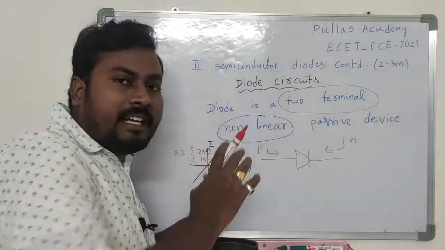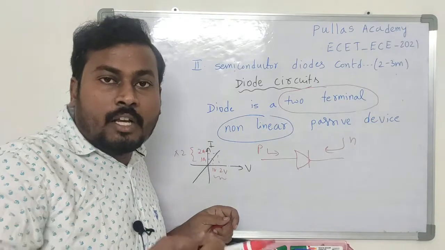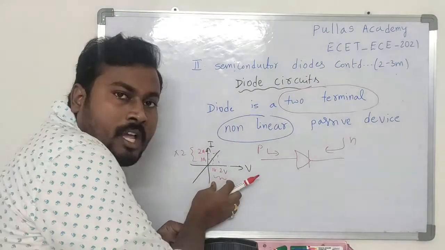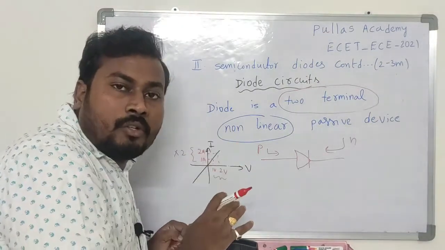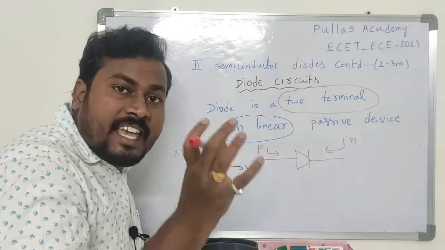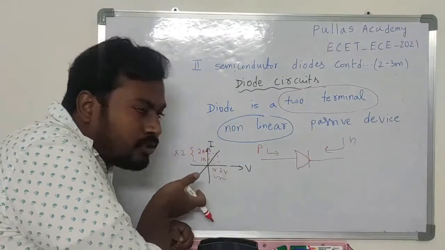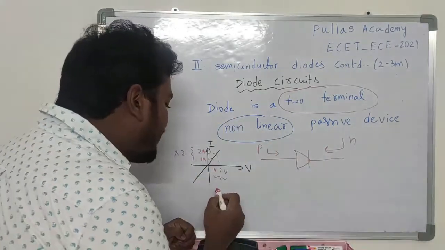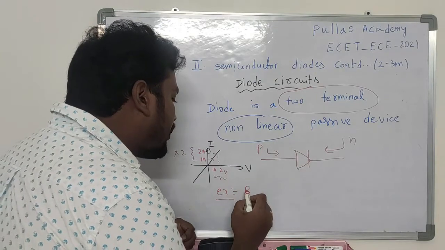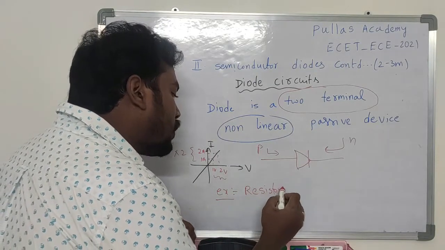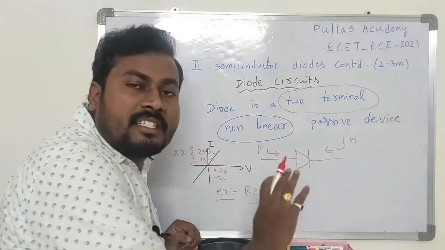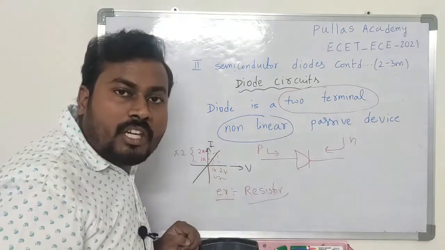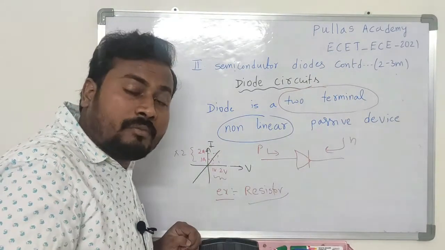So what is the meaning of linearity? Doubling of the input signal should produce doubling of the response. Such a device exhibits straight line characteristics passing through the origin, and it has linear characteristics. The example of such a device is a resistor. If you draw the IV characteristics of a resistor, you get a straight line passing through the origin. But the diode is something different.